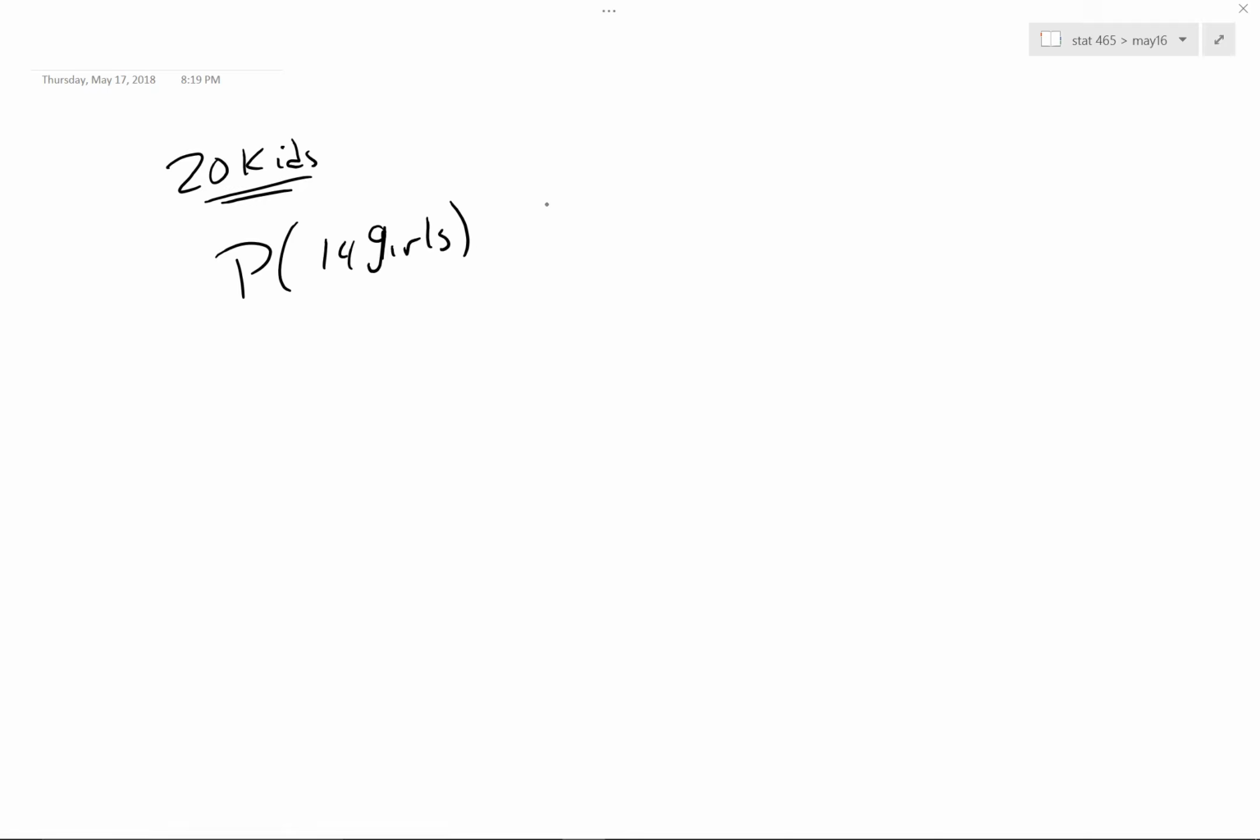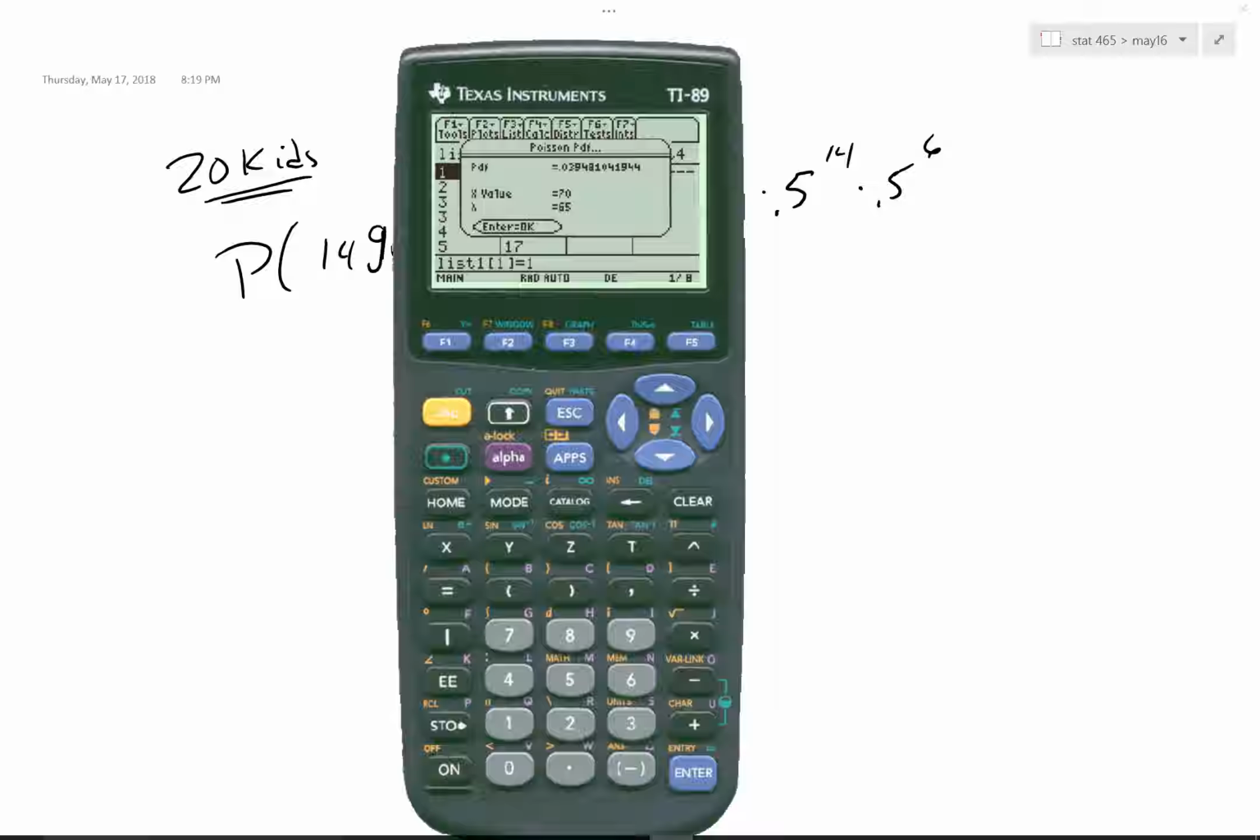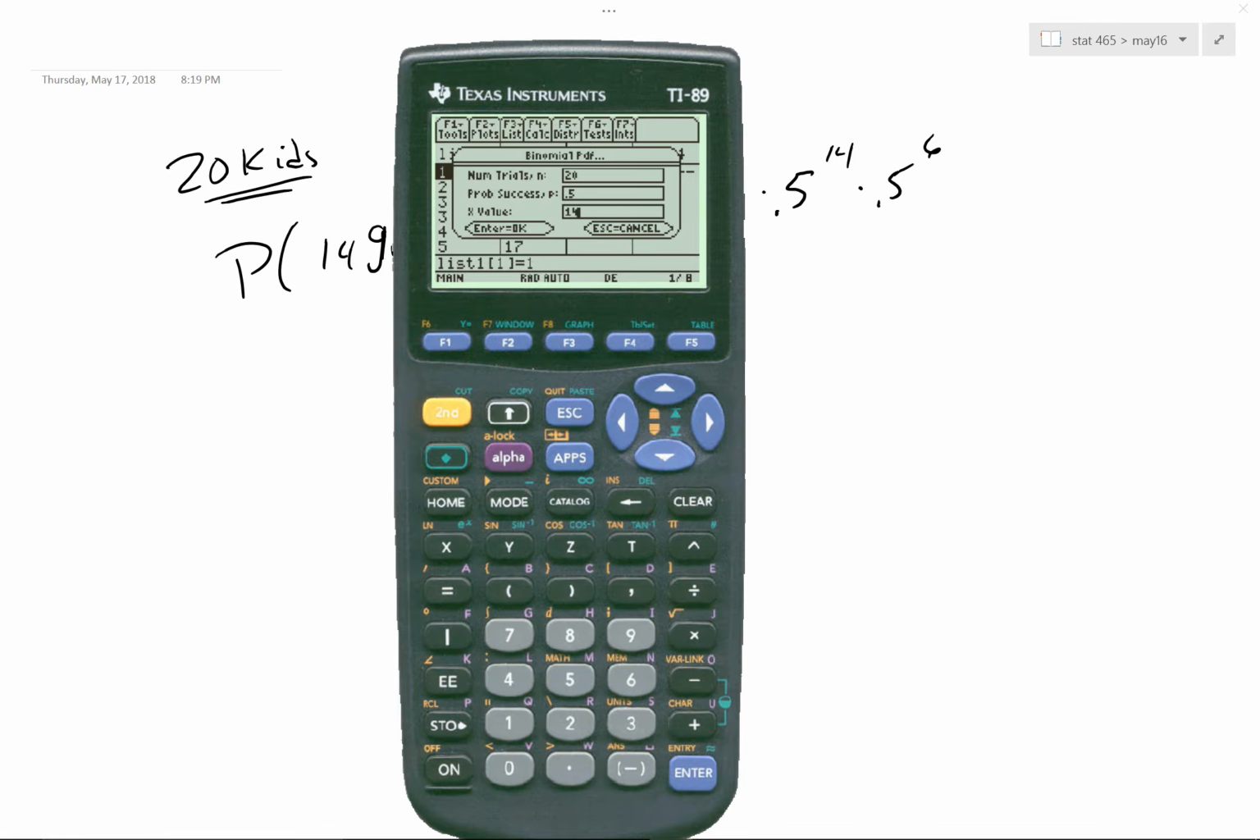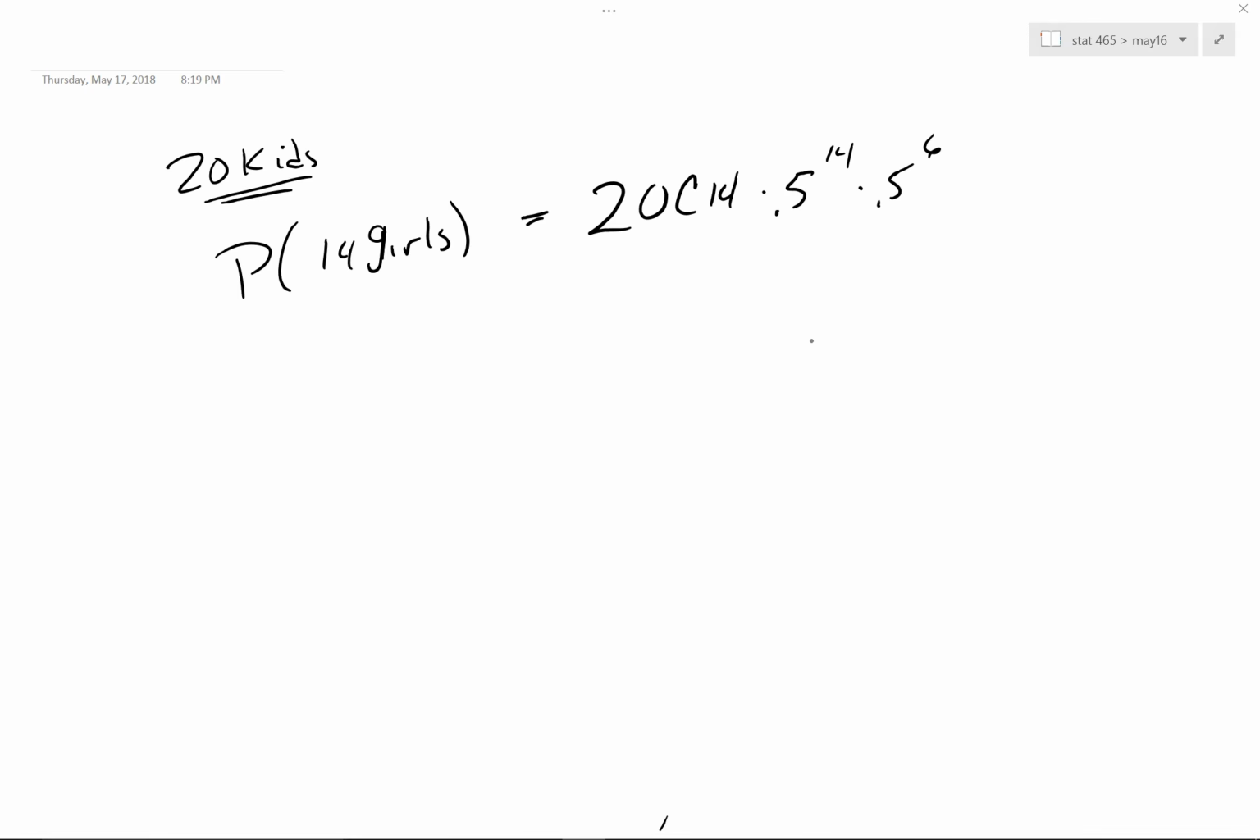Now that's clearly binomial. So that would be 20 choose 14 times 0.5 to the 14 times 0.5 to the 6, yes? So that's clearly what it is. And of course I could just use the binomial distribution to get that. So I'm going to use binomial PDF. We're playing 20 times, probability of success is 0.5, and we're interested in getting 14 girls. And voila, the answer is 0.0369.